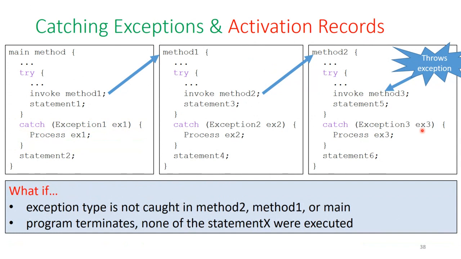All right. So what if the exception is not caught in method 2 or method 1 or the main? I already answered that. Okay. Then the main method doesn't catch its exception 1 here. It's, for example, exception 4 or exception 0 that was raised originally by method 3.